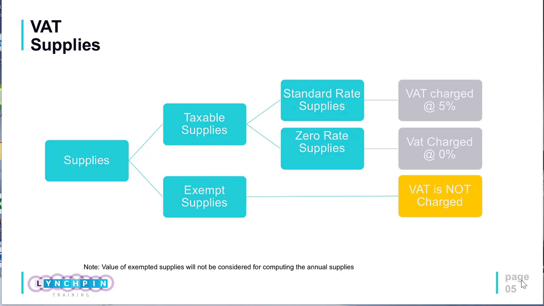Okay, folks, in this section, we'll see what the different types of VAT supplies are and how each one is accounted for, and whether we charge VAT on some items or we do not charge VAT on certain supplies. So mainly it can be divided into two categories. First one is a taxable supply and second one is an exempt supply.